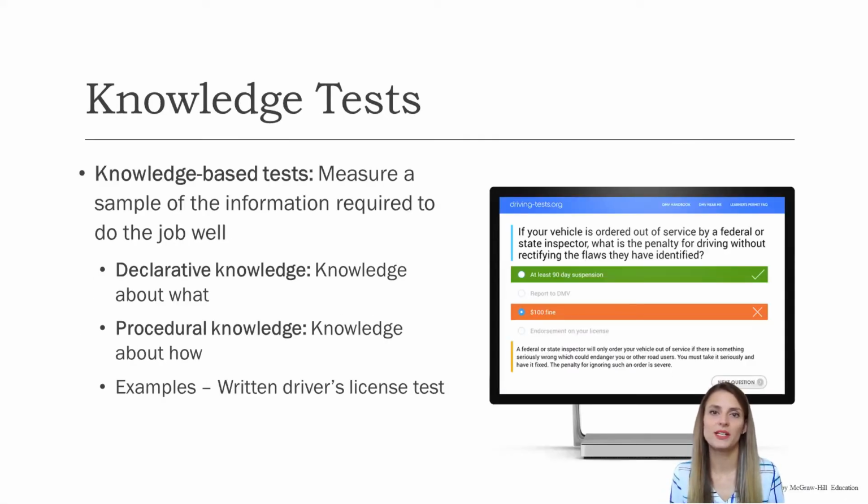Another type of written employment test is the knowledge-based test. This measures a sample of the information needed to do a job. Two types of knowledge that we might look at. We can look at declarative knowledge, knowledge of what? Knowledge of the facts associated with some concept. For instance, in our class in personnel psychology, the quizzes are designed to assess your declarative knowledge, your knowledge of facts in the class. Procedural knowledge is knowledge of how to do something.